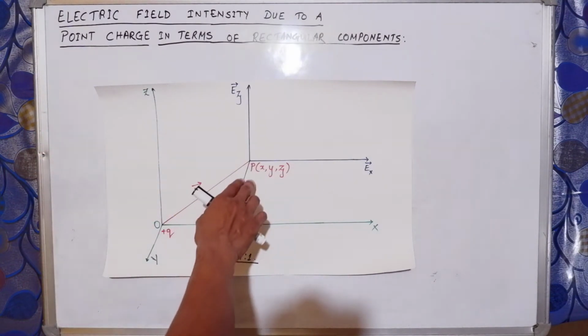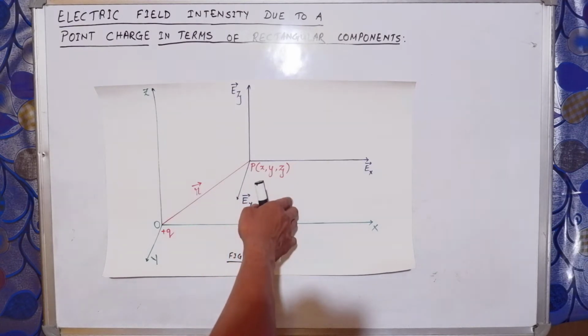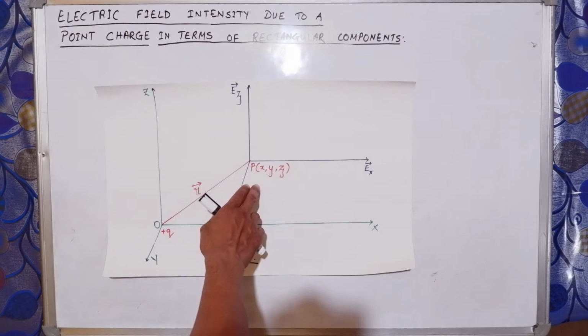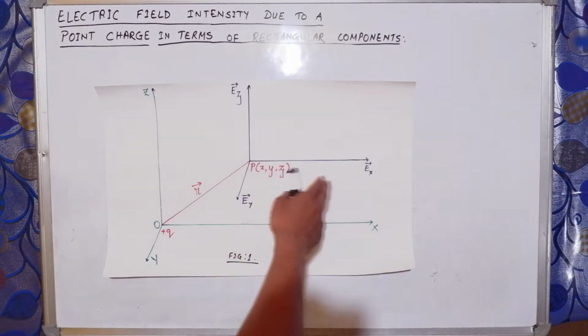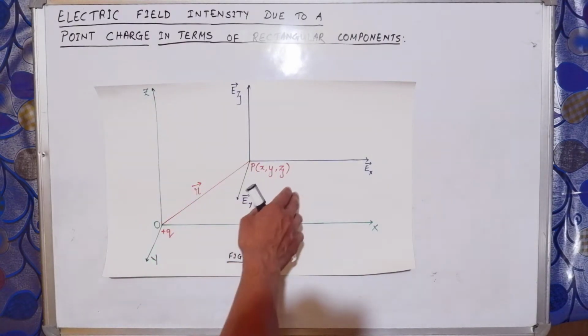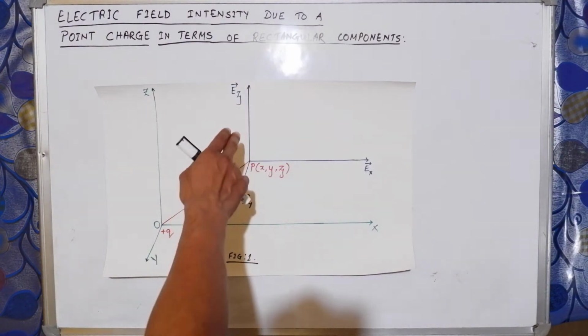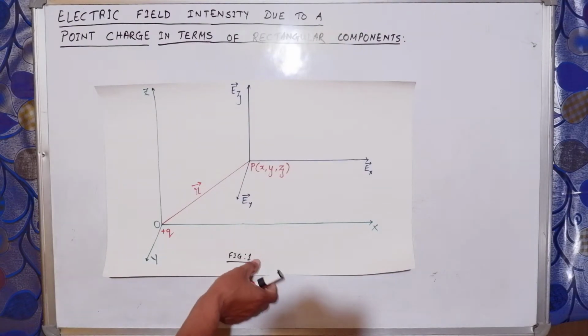We also have a point P whose coordinates are x, y, and z. We have to find the electric field intensity at point P along the x, along the y, and along the z. So it will be Ex along the x-axis, Ey along the y-axis, and Ez along the z-axis. Now let us write it.